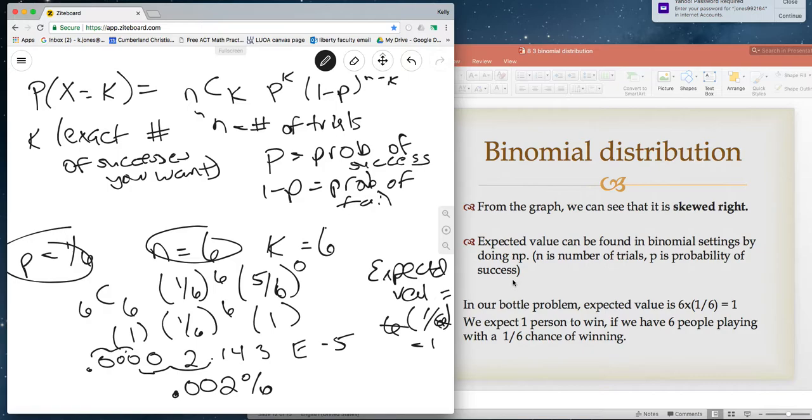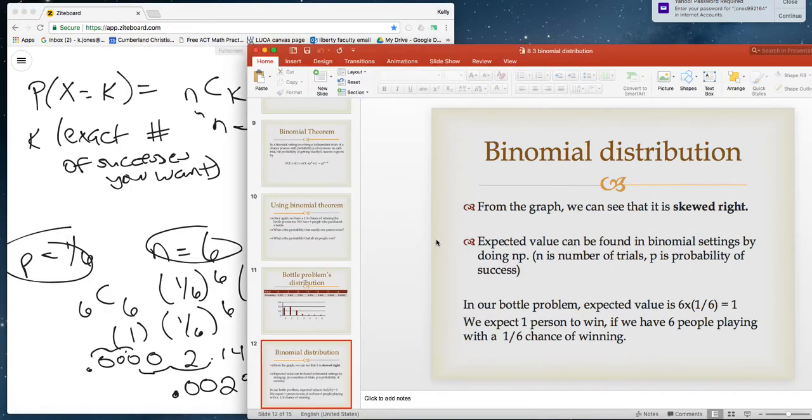Super, super easy calculation. You just have to memorize it, because if you don't memorize it, I'm going to put it on the test and somebody's going to miss a super, super easy question. All you have to do is multiply the number of people or things in the trial times the probability of success.